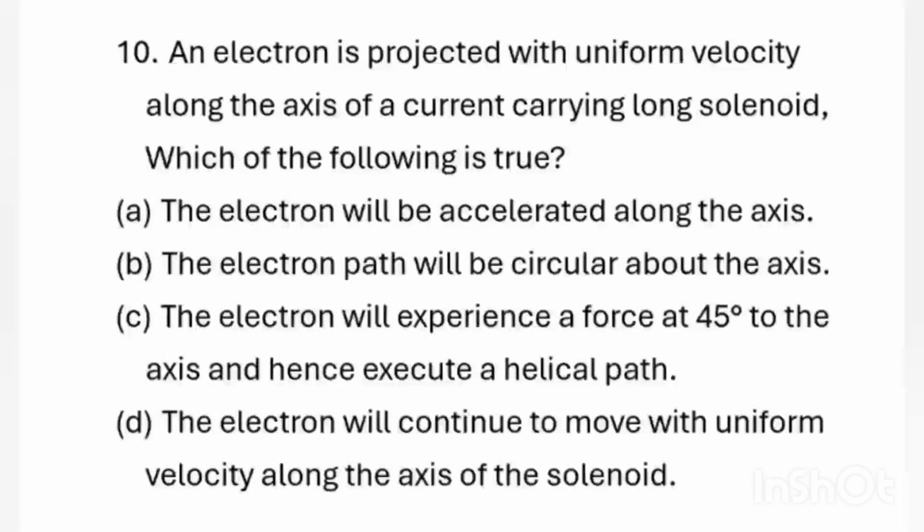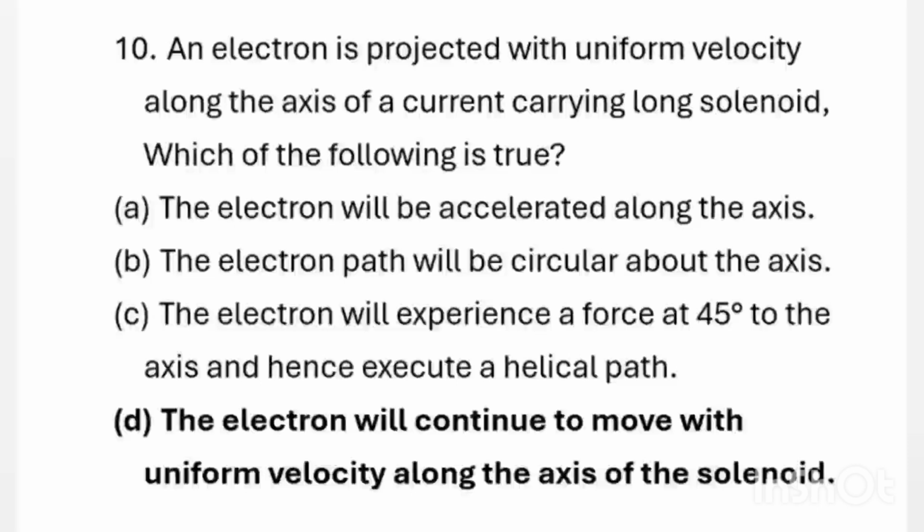Question number 10. An electron is projected with uniform velocity along the axis of a current carrying long solenoid. Which of the following is true? Option A. The electron will be accelerated along the axis. Option B. The electron path will be circular about the axis. Option C. The electron will experience a force at 45 degree to the axis and hence execute a helical path. Option D. The electron will continue to move with uniform velocity along the axis of the solenoid.